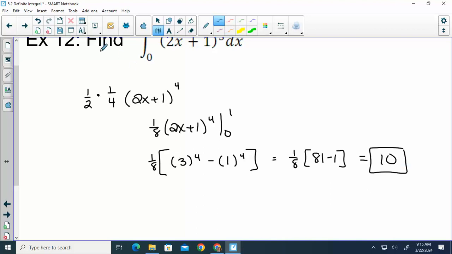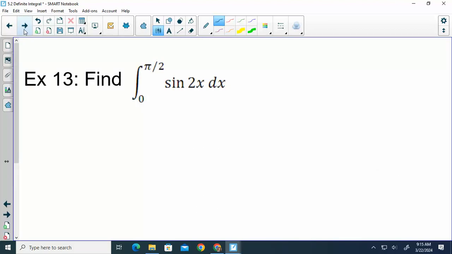Let's try another. What is the antiderivative of sine of 2x? When we do the derivative of a trig function, the angle doesn't change, but if you were doing this derivative, you would then have to do times the derivative of the inside. What's the derivative of 2x? 2, so what would we need to cancel that?